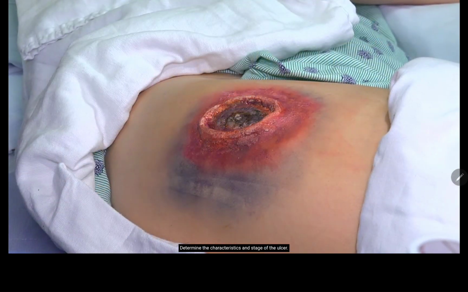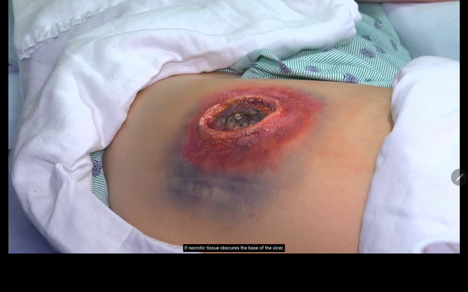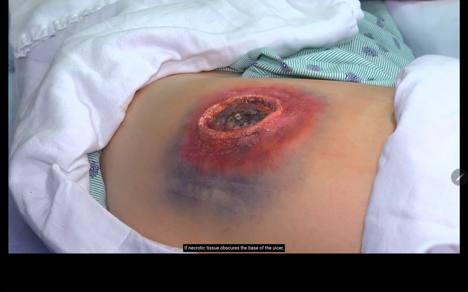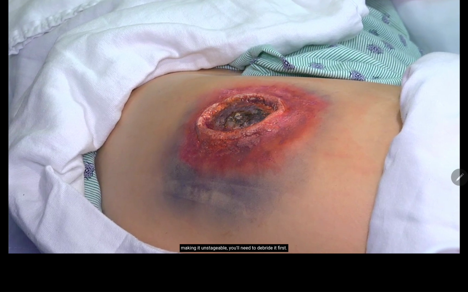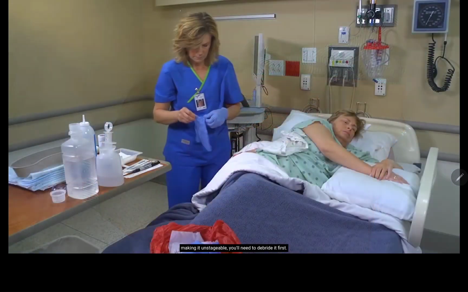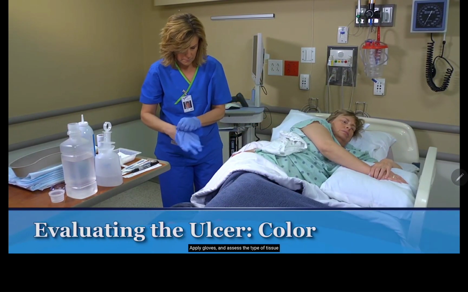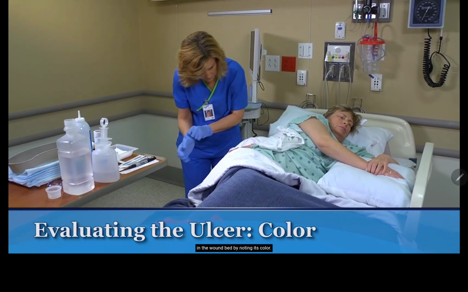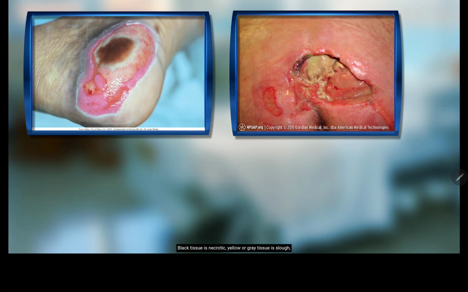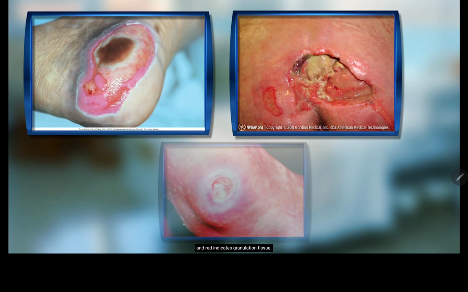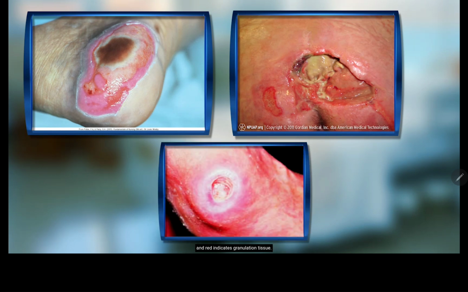Determine the characteristics and stage of the ulcer. If necrotic tissue obscures the base of the ulcer, making it unstageable, you'll need to debride it first. Apply gloves and assess the type of tissue in the wound bed by noting its color. Black tissue is necrotic, yellow or gray tissue is slough, and red indicates granulation tissue.